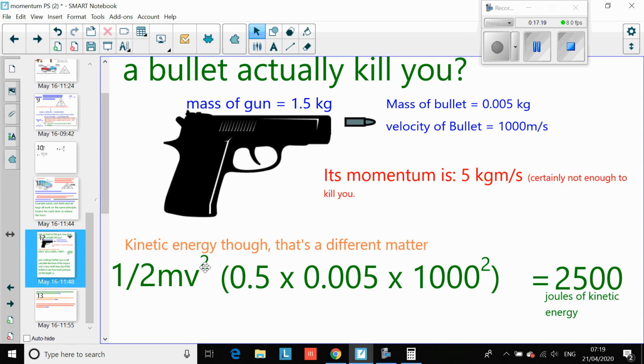Now remember, the gun recoiled with a velocity of about 3 meters per second, but the bullet has a much higher velocity, 1,000 meters per second. If we put that into the kinetic energy equation, the amount of damage becomes clear. So half, 0.5, times its mass, granted quite small, 5 grams, 0.005 kilograms, but times its velocity squared, the amount of kinetic energy that you are struck with when the bullet hits you would be 2,500 joules.